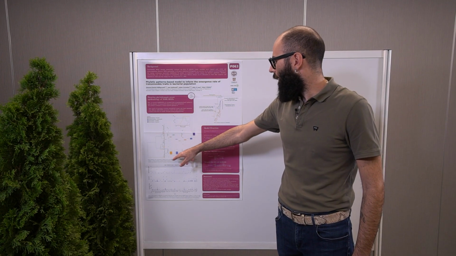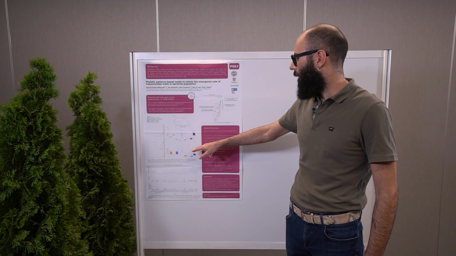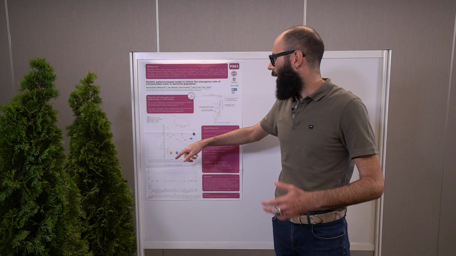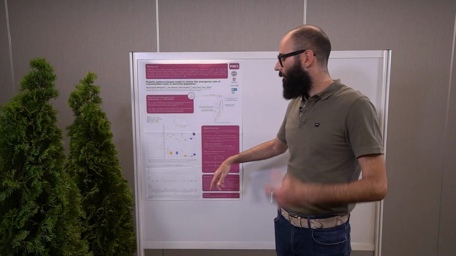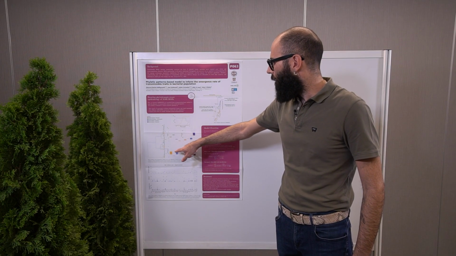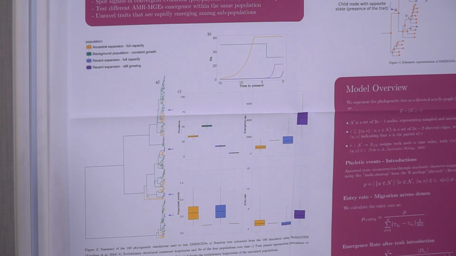Then we inferred the number of introductions and also the migration rate. And we saw that the purple one, which was set to have the lowest entry rate, we correctly predicted as well. And we also correctly predicted the number of introductions that we set in the simulations. In the case of the purple one, there was only 1 monophyletic event. And in the case of the yellow and the blue, we set 2 phyletic events.